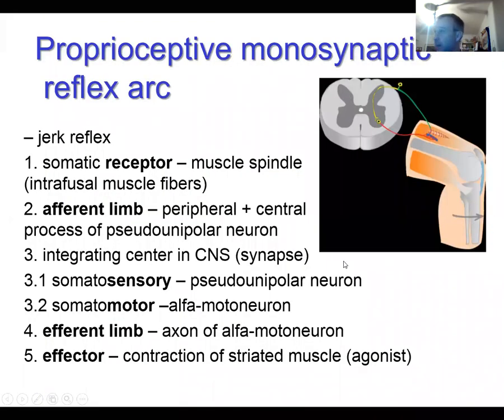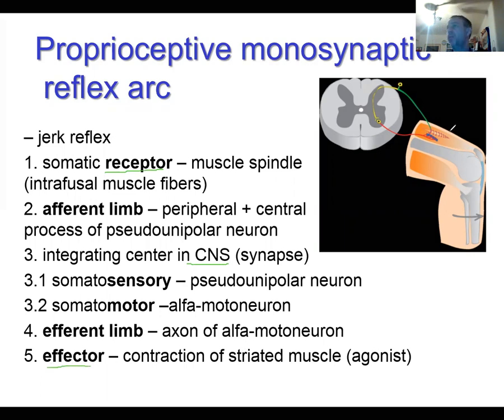Okay, and understanding of these fibers is important for our understanding of the reflex arc. Here we have the easiest reflex, which we call a jerk reflex. And for every reflex, you need 5 components. So first component is the receptor. Then the middle component is the CNS center. And then the last component is the effector.